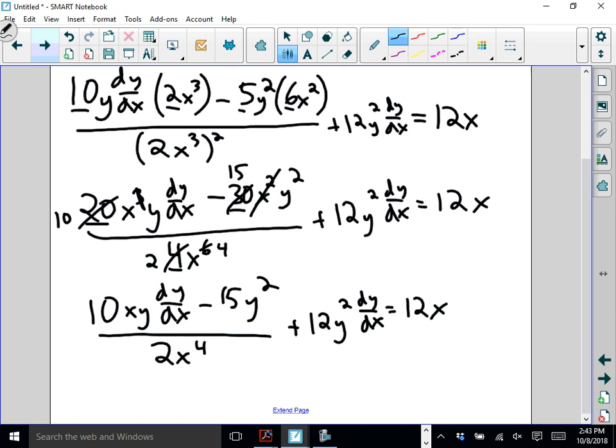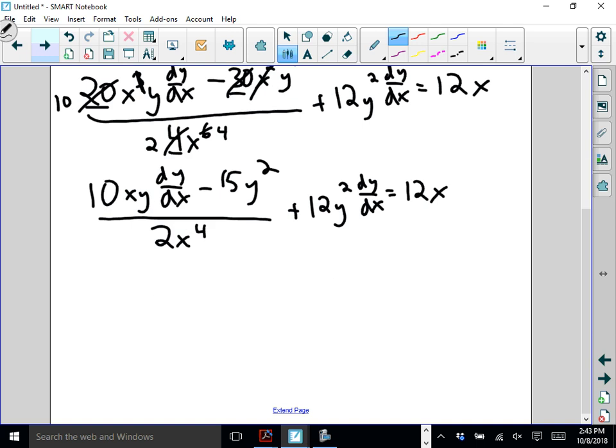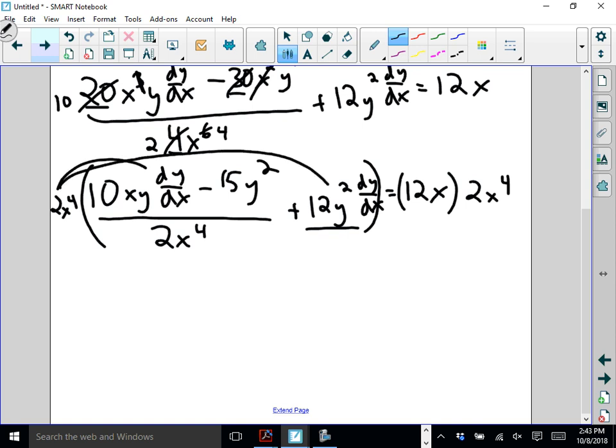Now I'm going to multiply both sides of the equation by 2x to the 4th. I like to put parentheses here to remind myself to multiply this term by 2x to the 4th. Okay, sometimes we forget to do that. Then I'm going to multiply by 2x to the 4th over here. So this gets distributed to both of those. It's nice because it totally cancels, right? That's why we chose it.